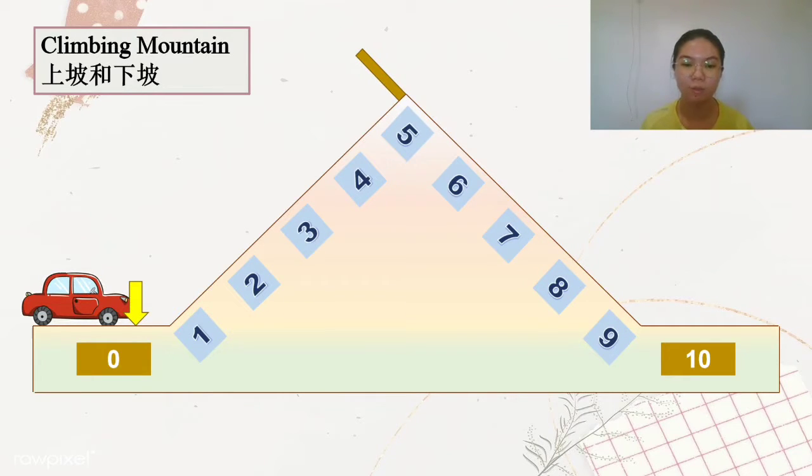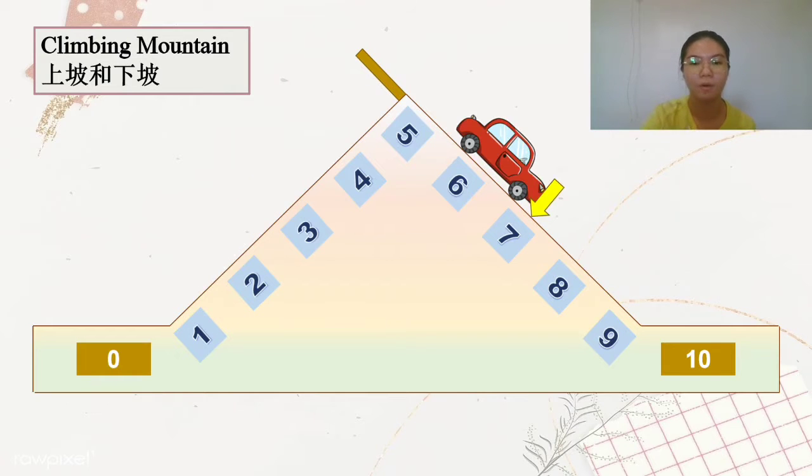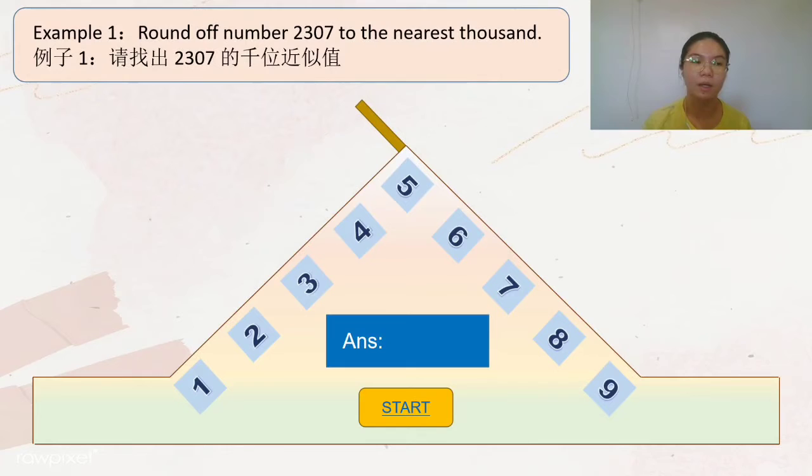A hill is prepared with a toy car which represents the digit that needs to be rounded, and we can place the toy car on the uphill or at the downhill to observe the direction the car slides down. Okay, so now I will try to apply this material to some examples.